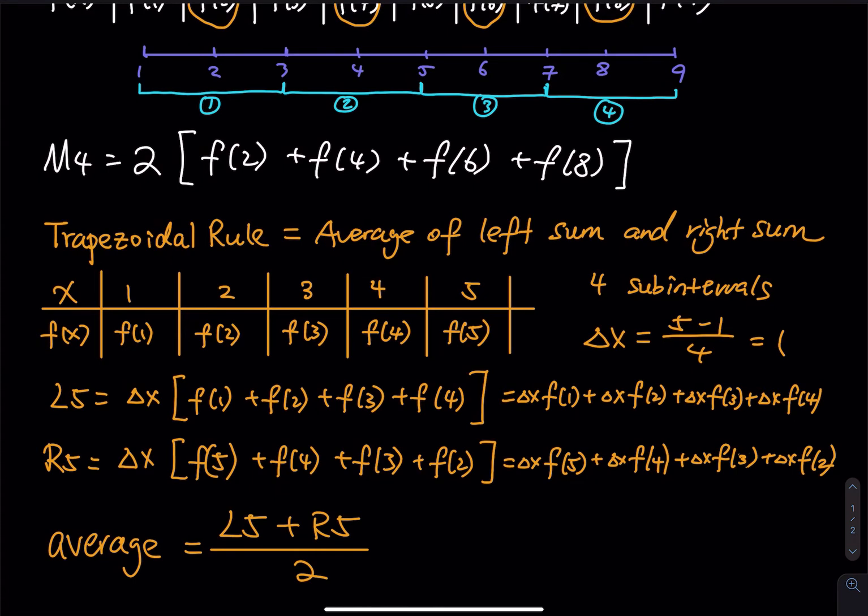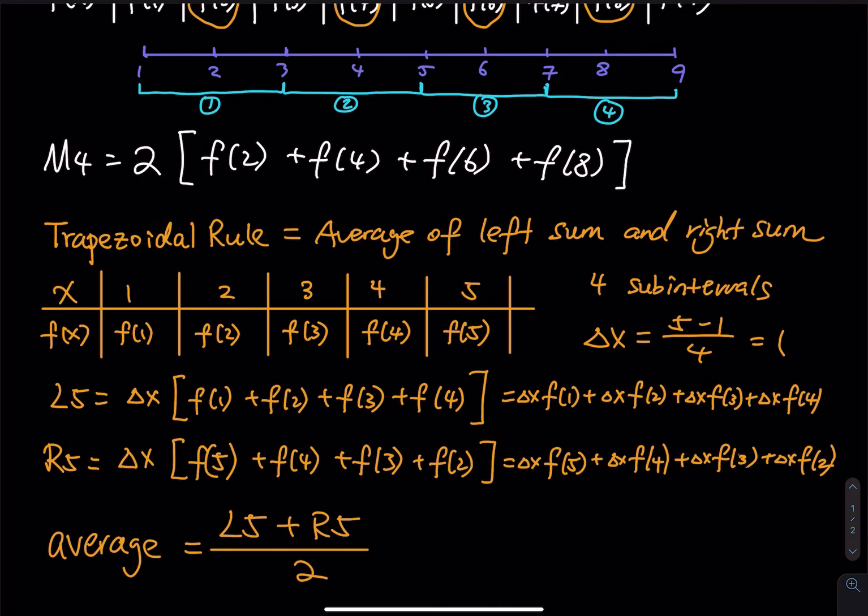In this table, I have 5 x values: x1, 2, 3, 4, 5, and then for each x, we have a corresponding y value. So f1 for 1, f2 for 2, f3 for 3, and so on and so forth. And then I would like to use 4 subintervals. For 4 subintervals, you take the maximum minus minimum, 5 minus 1, and then you divide it by 4 subintervals. So each interval is 1 unit long.